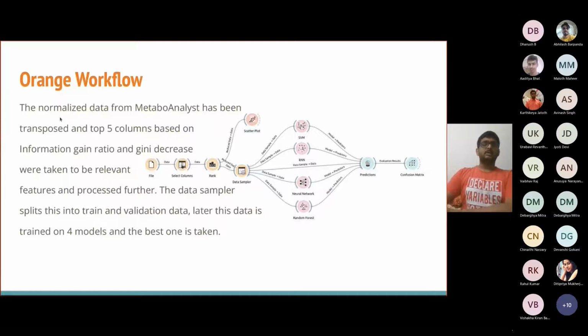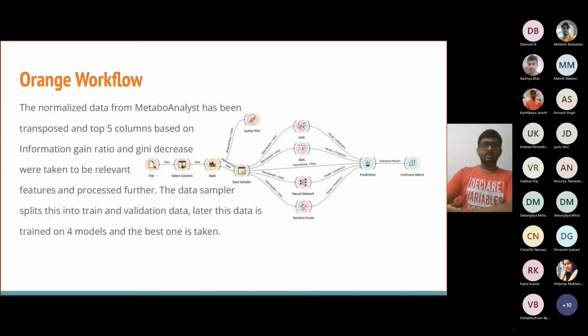Orange workflow. The normalized data from MetaboAnalyst has been transposed, and the top 5 columns based on the information gain ratio and Gini decrease were taken to be relevant features and processed further. The data sampler splits this into train and validation data. Later, this data is trained on 4 models and the best one is taken.